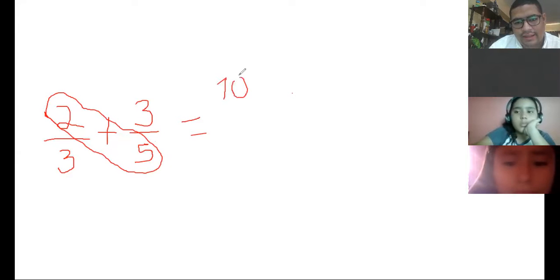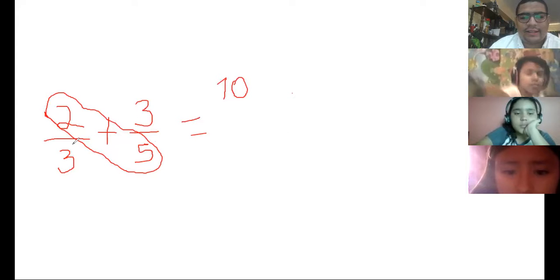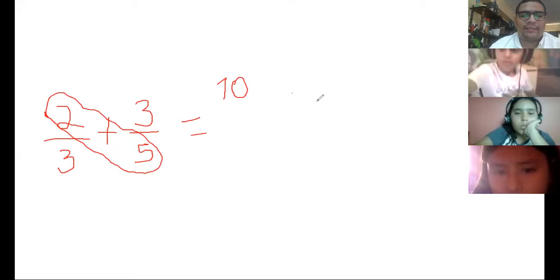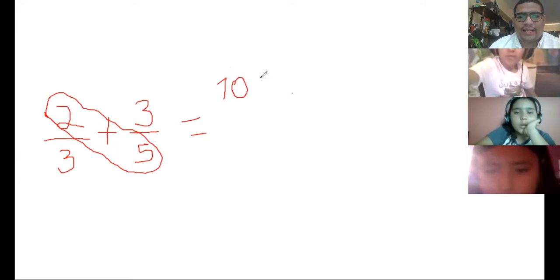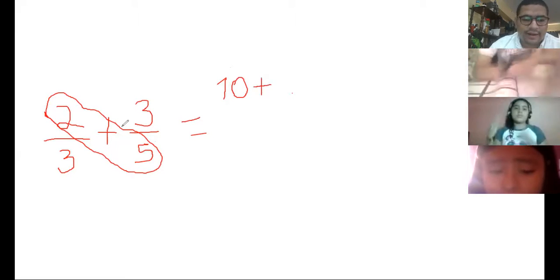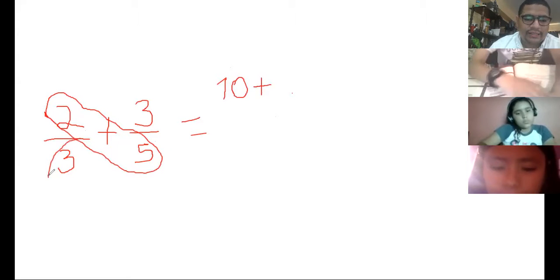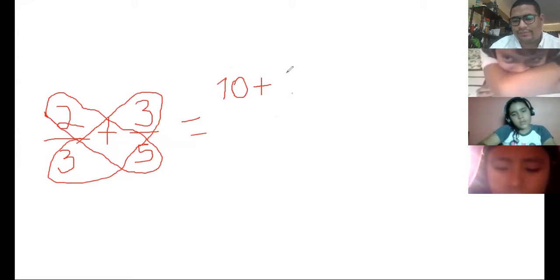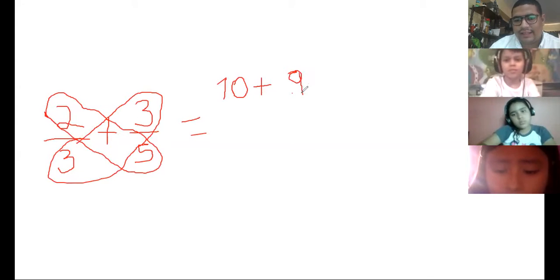And then, what else? 3 times 3. We need to multiply. Now, are we adding or subtracting? Adding, right? So I'm going to write plus. Then 3 times 3 is equal to 9.